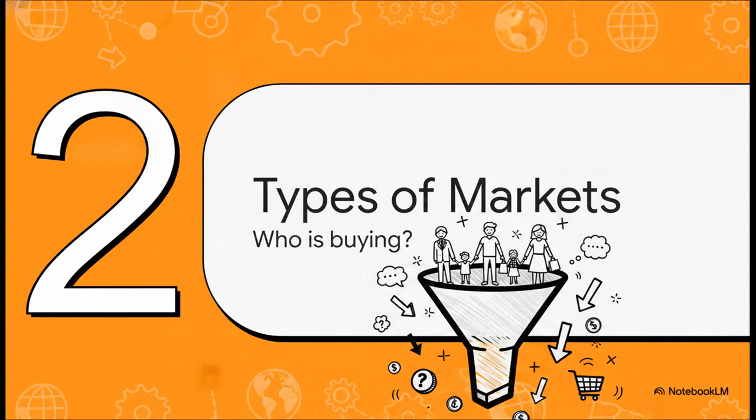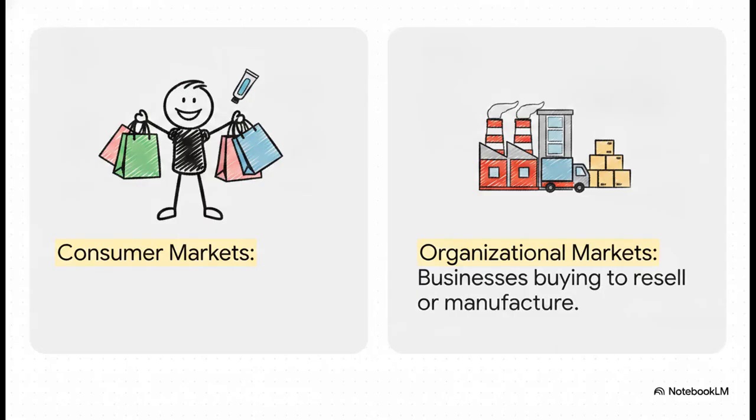Moving right along to section 2, types of markets. Who exactly is doing the buying here? Well, buying generally splits into two main branches. First, you've got consumer markets. This is individuals buying stuff strictly for personal, non-business use, like grabbing a tube of toothpaste at the grocery store. Second, we have organizational markets. This is when businesses buy items to either resell them or use them to build something else, like a furniture maker buying tons of raw wood and iron tubing.